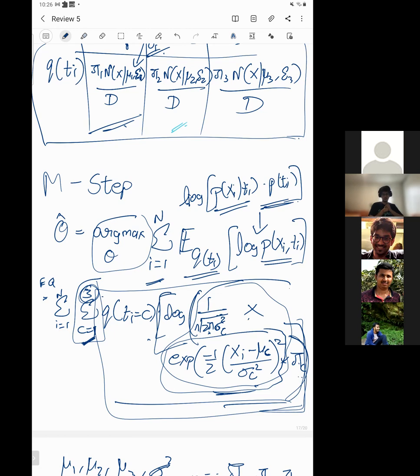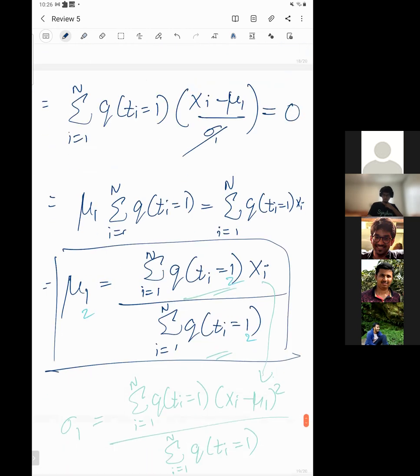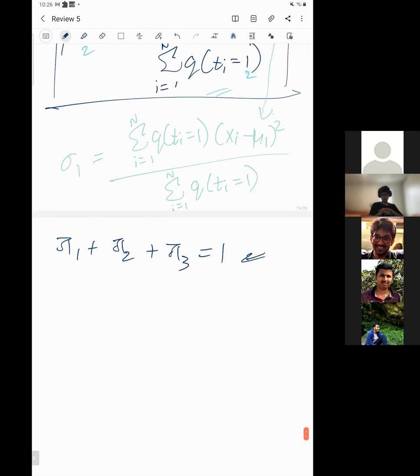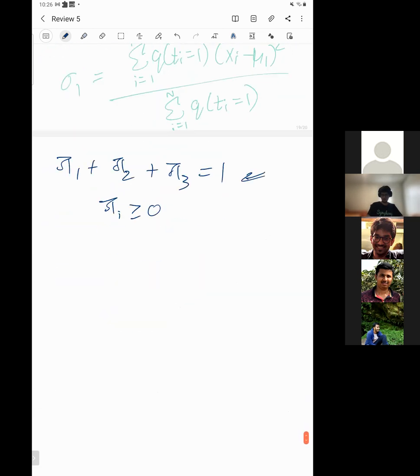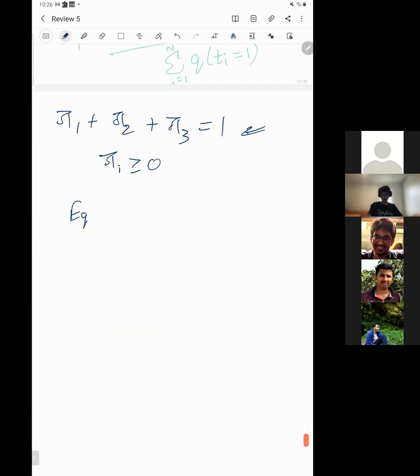We saw it in the last class. So pi is the probability distribution, so we have to make sure that pi 1, pi 2, everything adds up to 1. Yeah, okay, and also I think that each of them has to be greater than or equal to 0. So how would you be able to do this? This is the equation, and you need to find the optimal value for that equation.